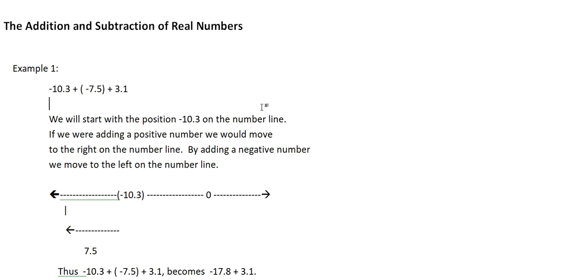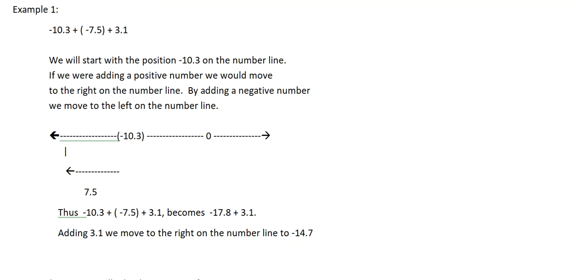What this means is we're going to start out on the number line at the position minus 10.3, which is to the left of the 0 on the number line. And if we're adding a positive number, we would move to the right on the number line. But by adding a negative number, we'll move even further to the left. So we start at minus 10.3 and move 7.5 units to the left.